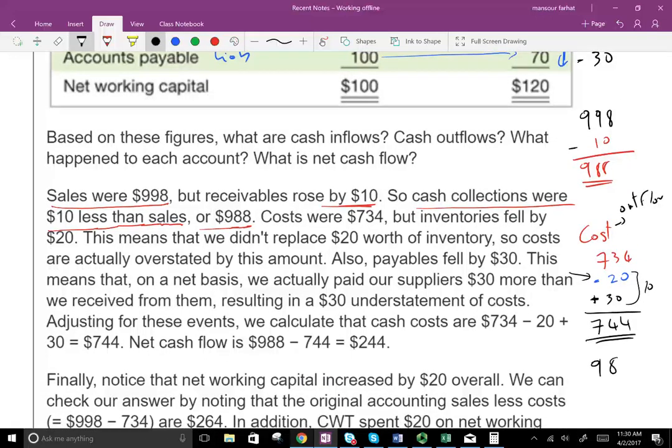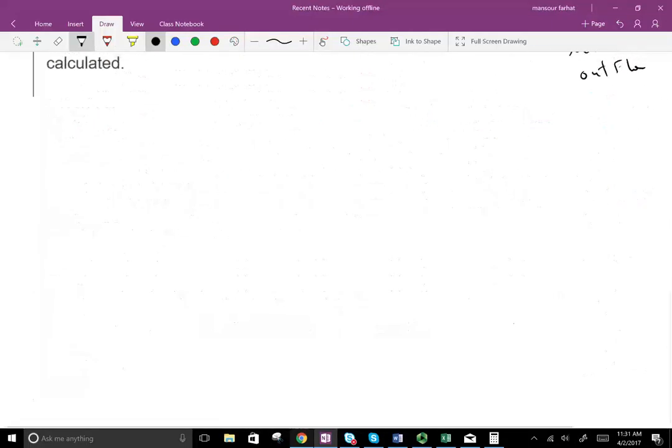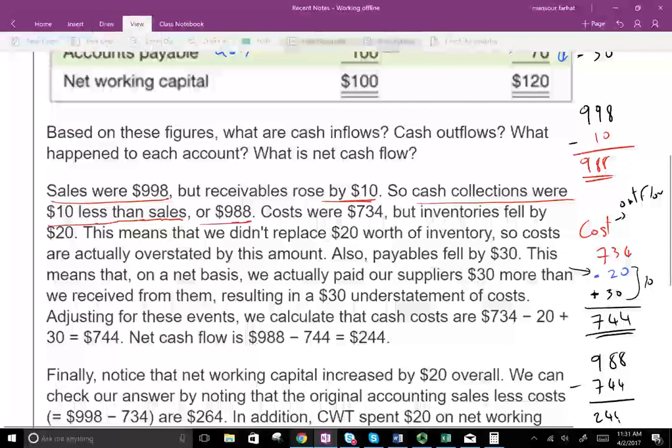So basically 988 minus 744, which is going to give me what I'm looking for, 244 as the net cash outflow. 244 is the net cash outflow. Now earlier I said something that I'm going to need to go back and clarify.